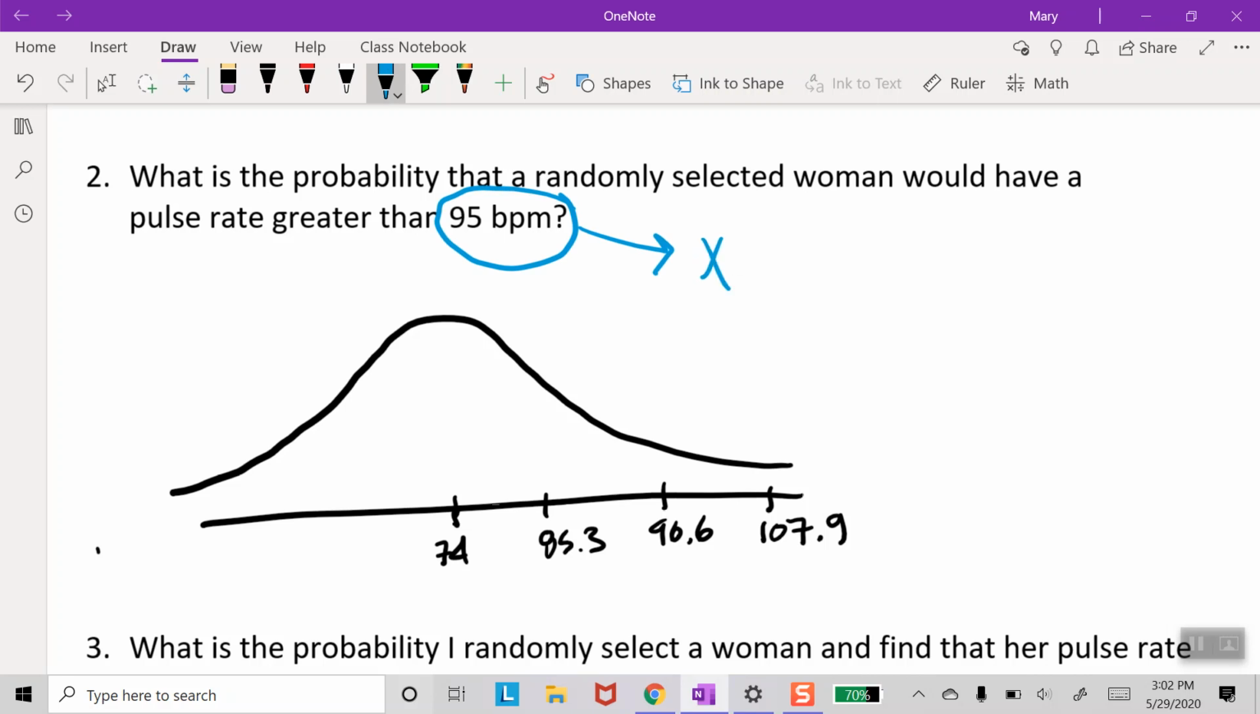And if I put that in right to the left of 96.6, this is where 95 goes. And if I examine here and look quickly at the language, it said greater than that. So I'm going to shade to the right, the pulse rates that are greater. I have this little region there, and that's the region I'm going to seek out and see if it matches with the input I will put into StatCrunch.